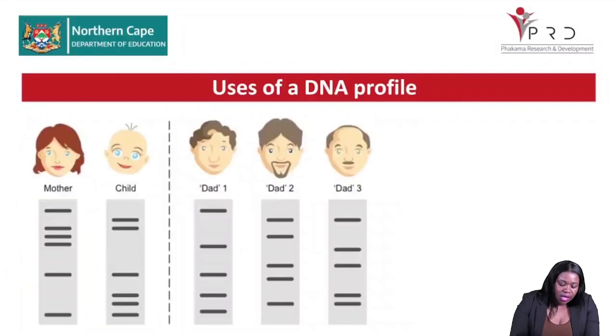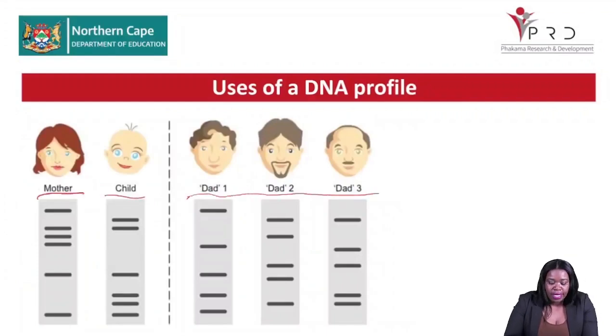So we can see that here we have the mother, we have the child, we have dad 1, dad 2, and dad 3. So this would be the 3 males who suspect that this child could be theirs, right? So now of these 3 males, we are going to compare their DNA profiles with the DNA profile of the child in order to see which of the males is the father of the child. Right. Now, this is done a bit differently from checking crime scenes.